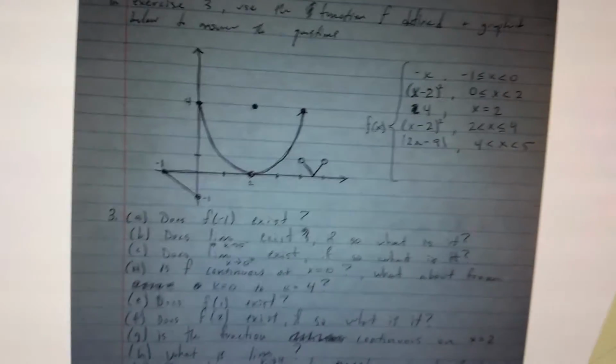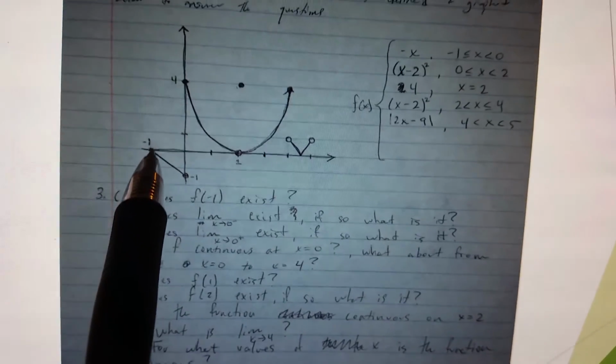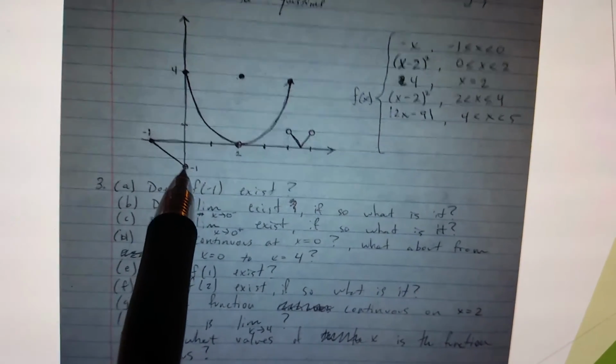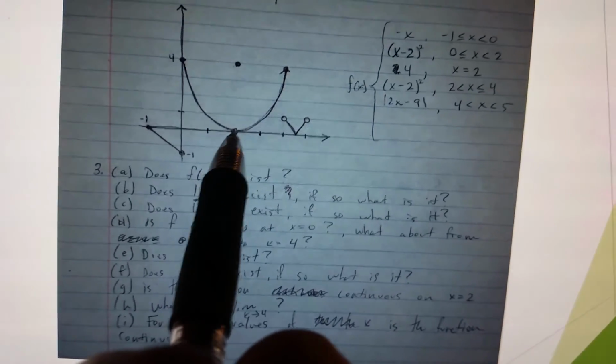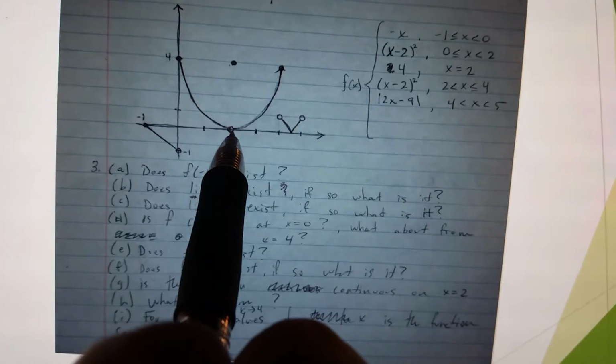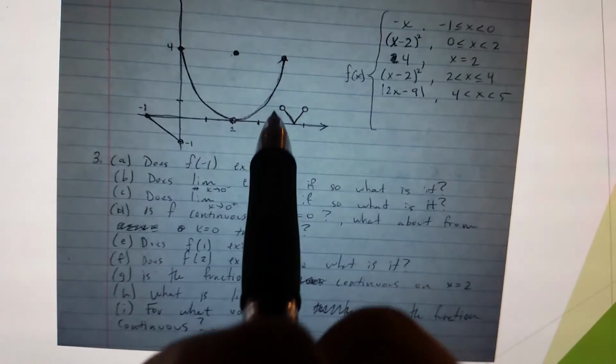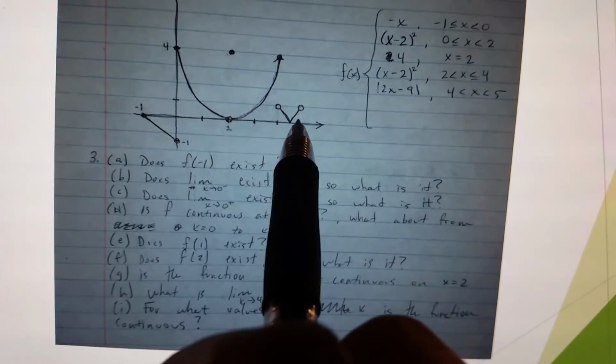And for what values of x is the function continuous? We can see from x equals -1 to x equals 0 it's continuous. From x equals 0 to x equals 2. From 0 to 2. From 2 to 4. And then from 3 to 4. All of those would be open intervals.